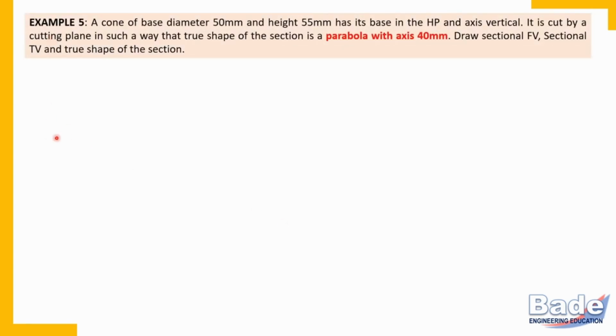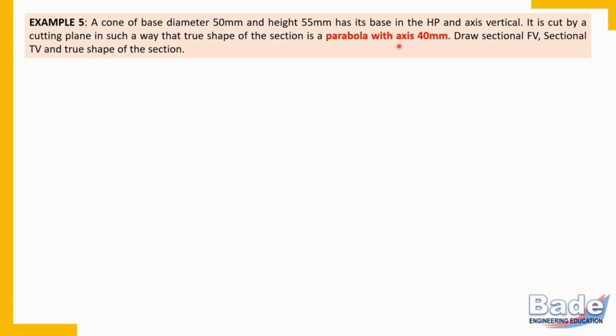Now check this problem. A cone of base diameter 50 millimeter and height 55 millimeter has its base in the HP and axis vertical. It is cut by a cutting plane in such a way that true shape of the section is a parabola. Again, true shape of the section is a parabola. So we are sure that cutting plane line is parallel to end generator in the front view. So the true shape of the section is a parabola with axis 40 millimeters.